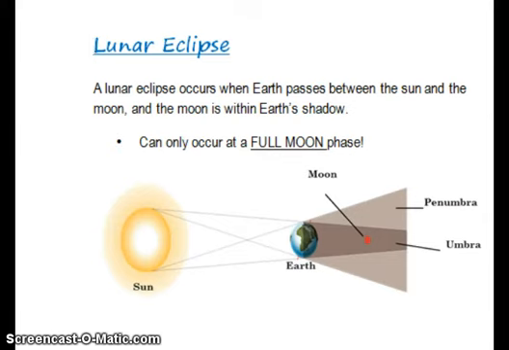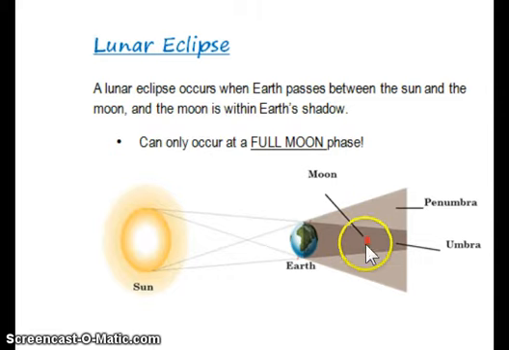A lunar eclipse occurs when the moon is within the Earth's shadow. This can only happen in a full moon phase. If you look at this picture, the arrangement for a lunar eclipse has to be sun, Earth, moon, because in order for the moon to be eclipsed or blocked out, meaning you can't see any light, something has to be in the way of the sun's light, and the only thing that can be in the way is the Earth.